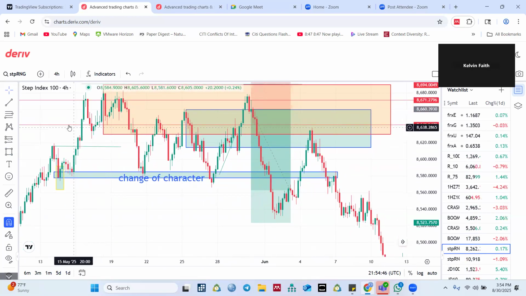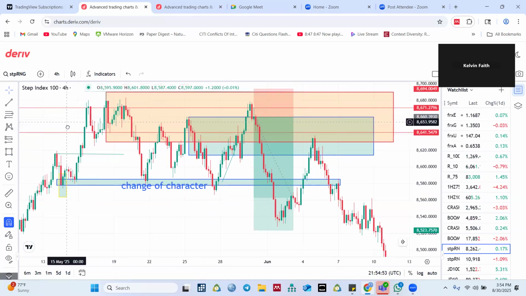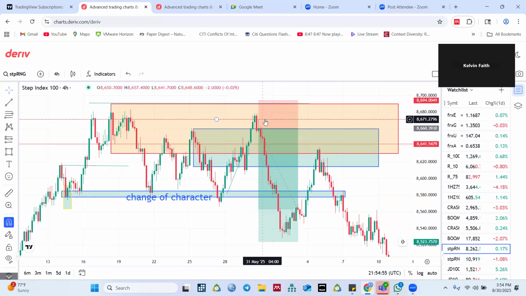Okay. Then we have a second line too that is below here. We have a second red line. So a more sell entry is here. Okay. A more sell entry is here.